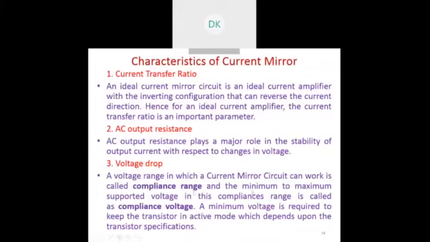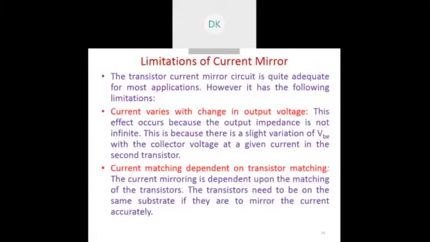We have a voltage range in which the current mirror circuit can work, called the compliance range, and the minimum to maximum voltage in this range is called the compliance voltage. Of course, a minimum voltage is required to keep the transistor in active mode configuration.